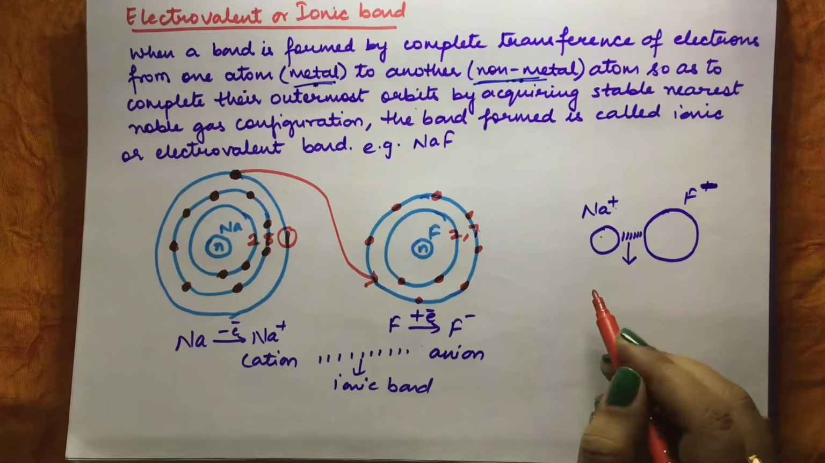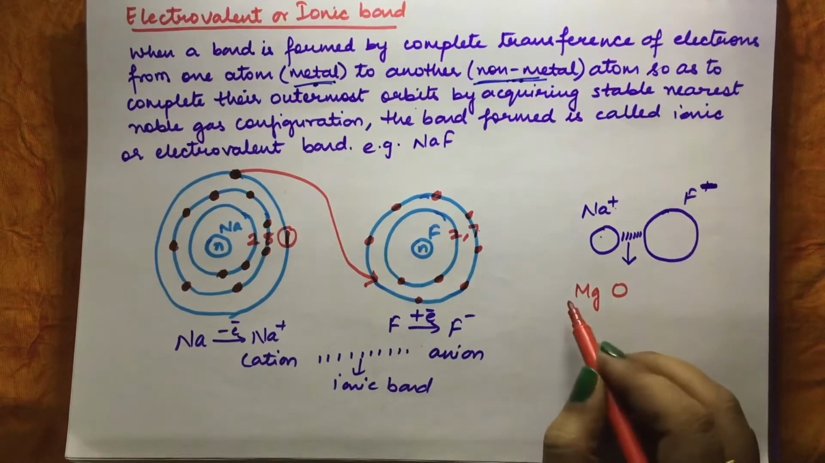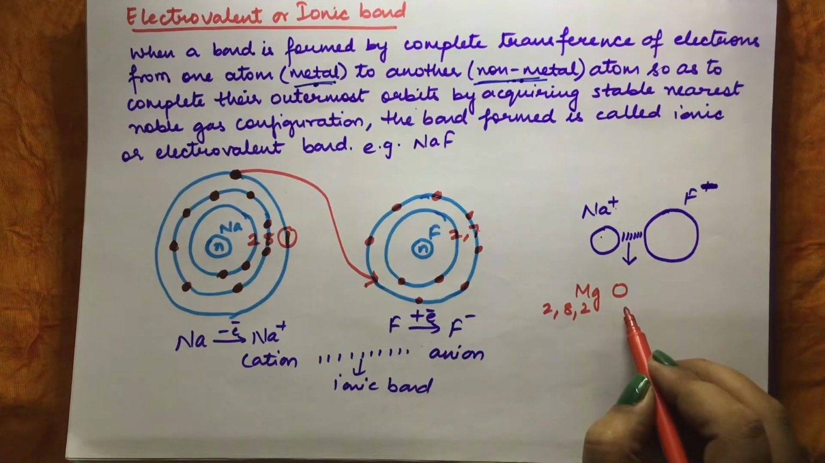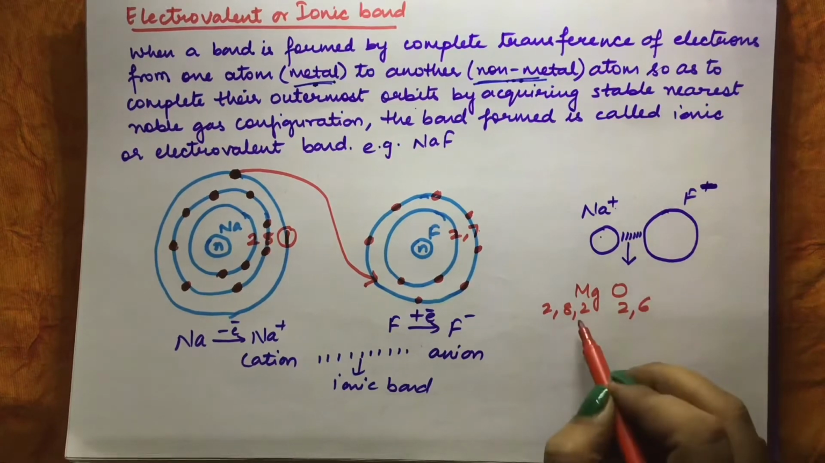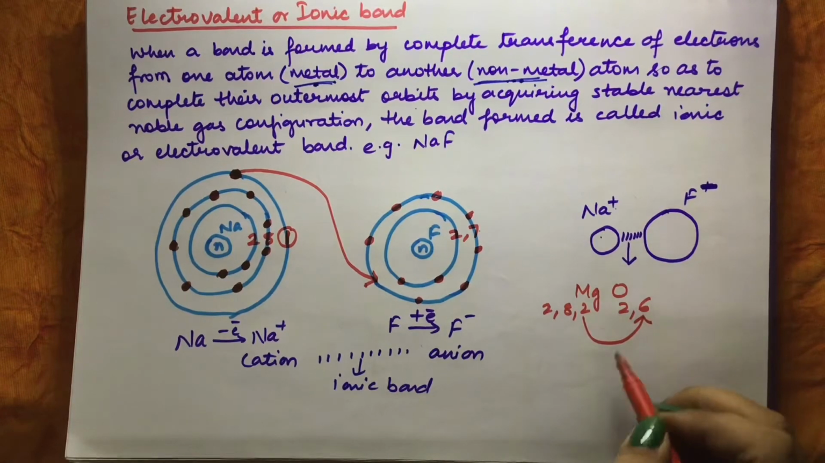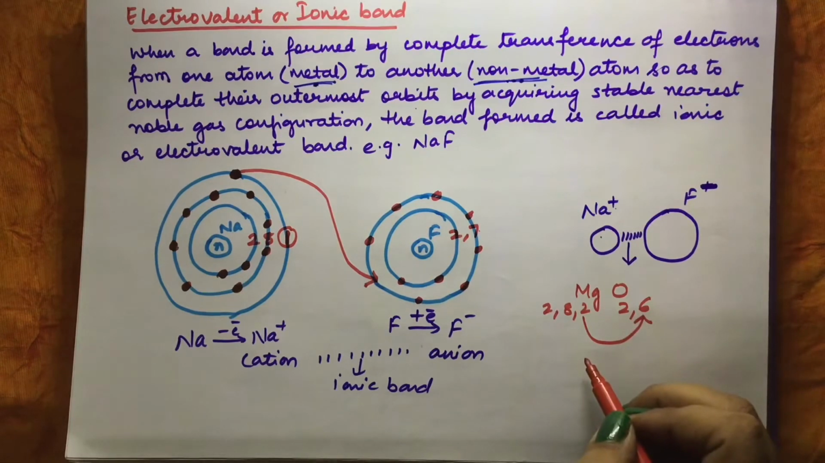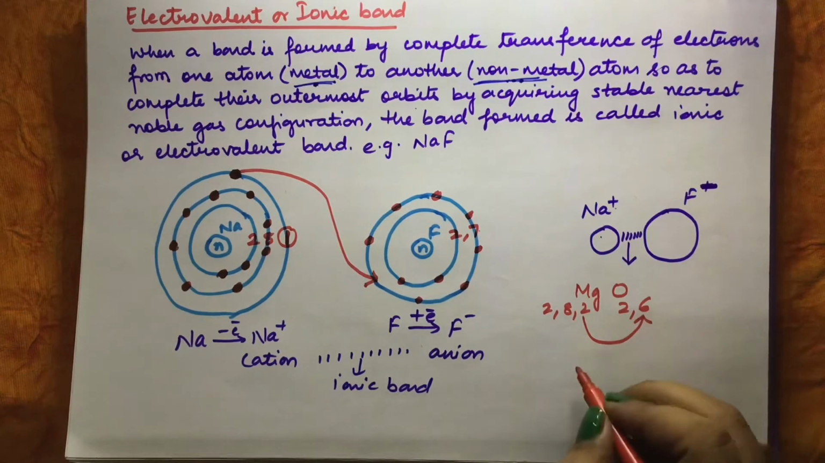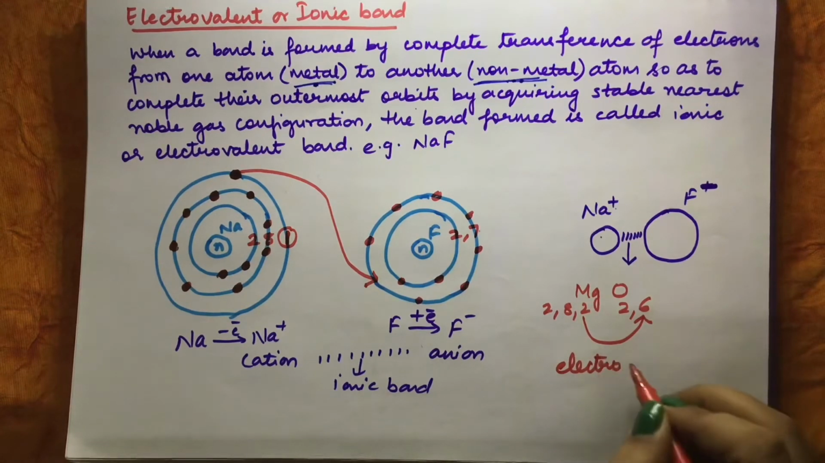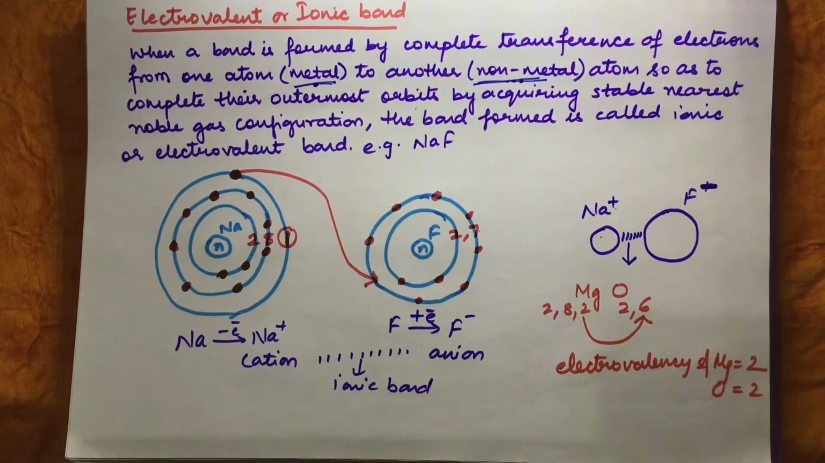Similarly, we can see other examples also. For example, the formation of MgO. Here Mg has a distribution of 2, 8, 2, whereas oxygen has a distribution of 2 and 6. So if these two electrons are transferred from Mg to O, then Mg will acquire the noble gas configuration, and oxygen will also acquire the noble gas configuration. So here we can say that the electrovalency of Mg is 2, and of oxygen is also 2.